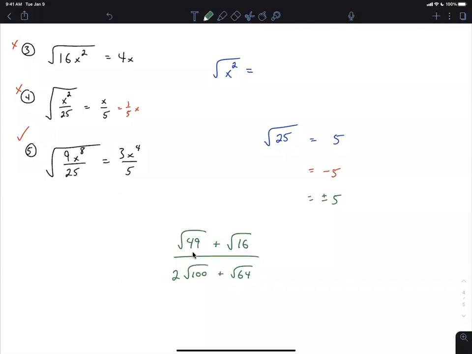Now, that means you have to do this as 7, 4, 10, and 8. But you also have to do it as 7, 4, 10, and -8. And you have to do 7, -4, 10, and -8. And 7 and -4 and -10 and -8. And -7 and +4 and -10 and -8. And there are 16 answers to this problem. Does everybody get that? That if we do this, this then gets 16 answers.